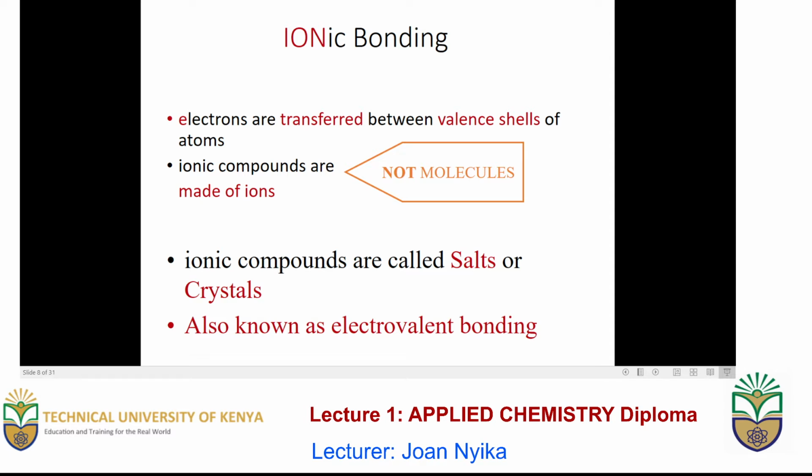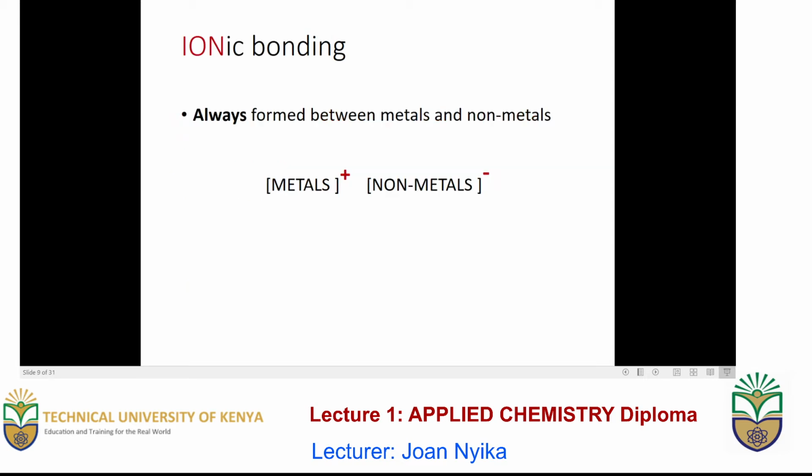The result is what we call ionic compounds. Remember, we discussed this when we were looking at the various fundamentals of an atom. What results is an ionic compound. And remember, we are saying ionic bonding is made of ions and not molecules. Remember the difference between ions and molecules. Ionic compounds are also known as crystals or salts. The process of ionic bonding is also known as electrovalent bonding.